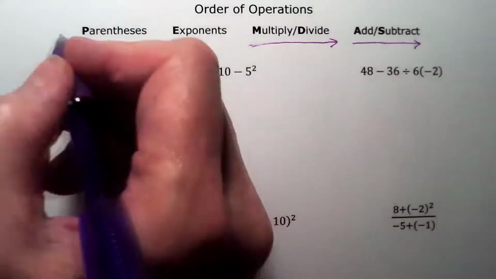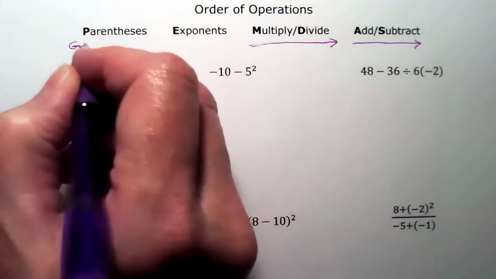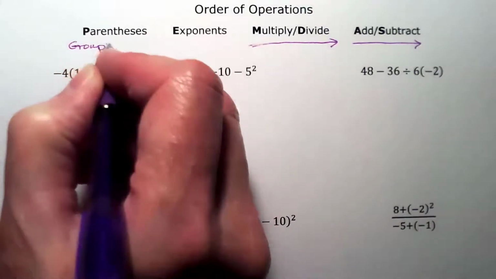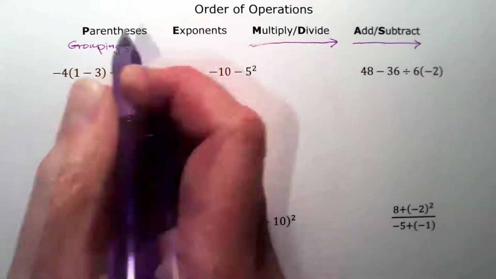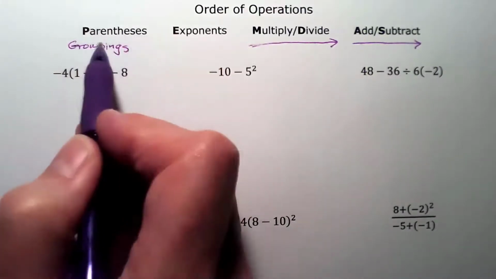As you'll see in this, sometimes parentheses aren't just parentheses. It could be other kinds of groupings. It could be brackets. It could be a fraction bar. When we talk about parentheses, we talk about some sort of group that needs to be dealt with first.